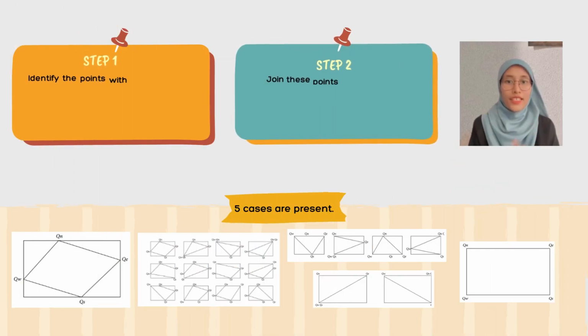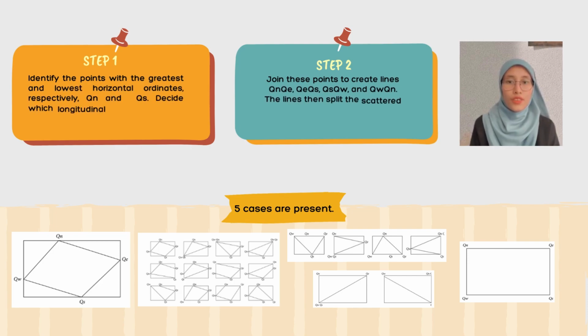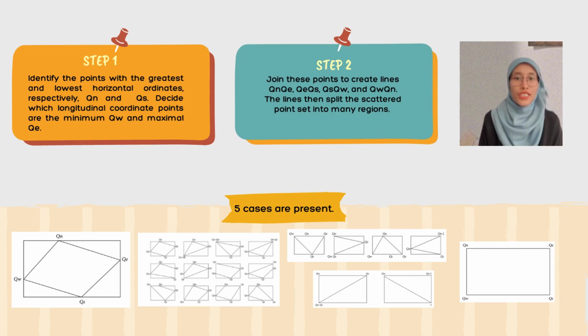Step 1. Identify the points with the greatest and lowest horizontal ordinate, respectively QN and QS. Decide which longitude coordinate points are the maximum QW and maximum QE. Step 2. Join these points to create lines QN QE, QE QS, QS QW, and QW QN. The lines then split the scattered point set into many regions. Five cases are present.